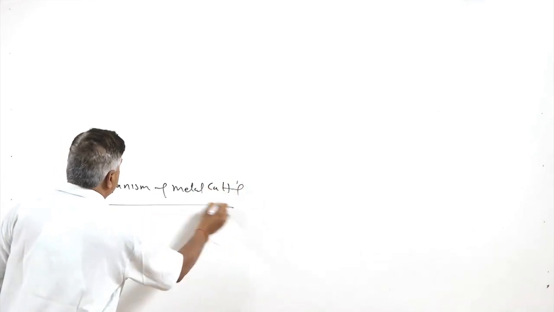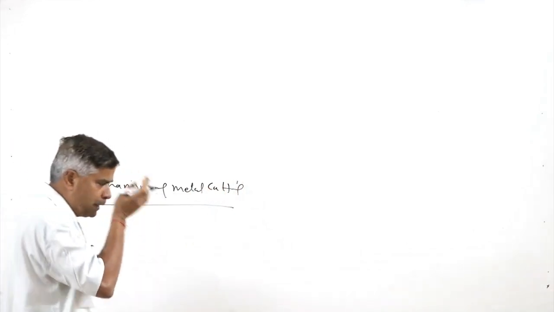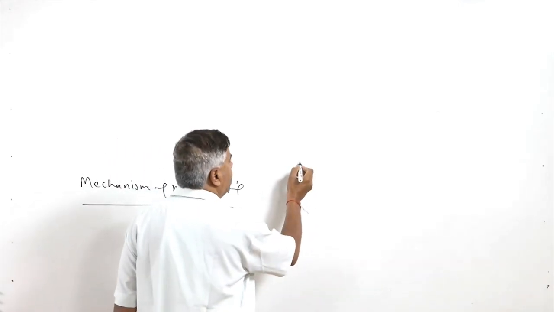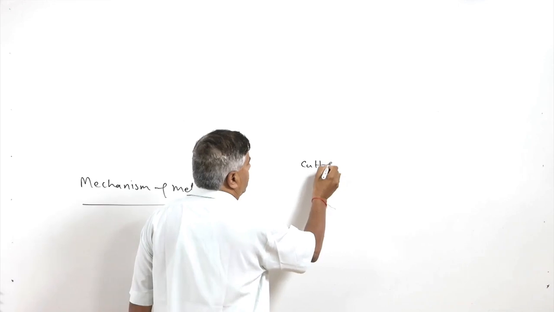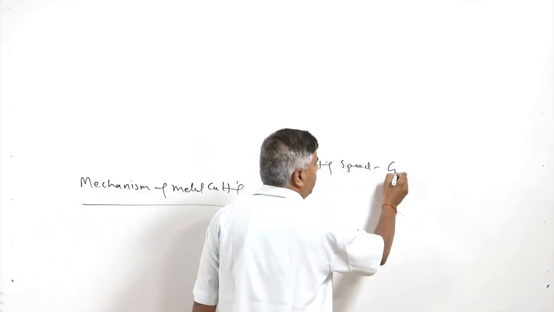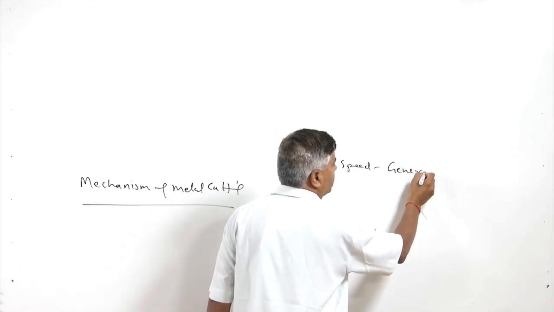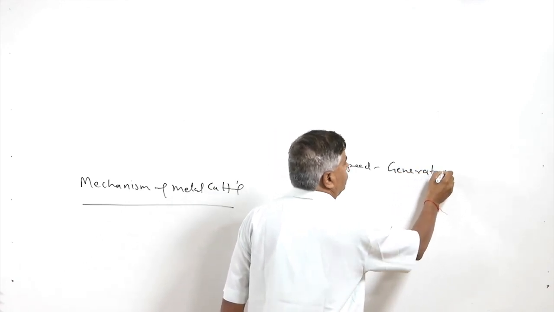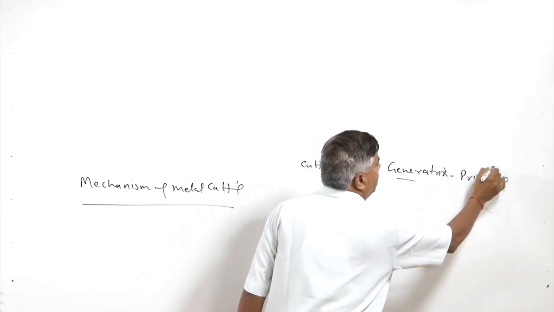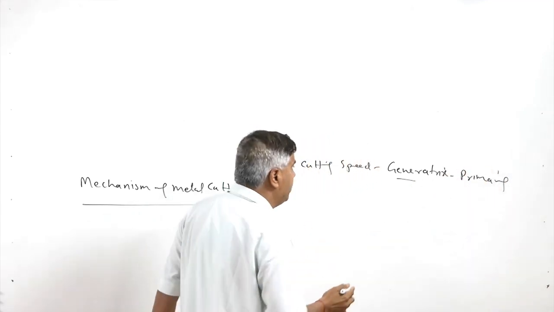But before going into this mechanism aspect, as I have said, there are three important parameters. First, cutting speed, which leads to the formation of the generatrix. This is called the primary motion. It determines the rate at which material will be removed.